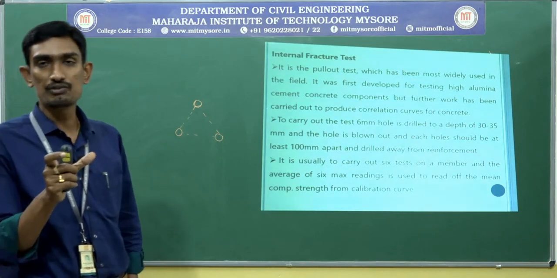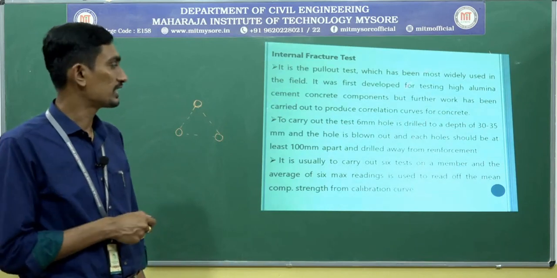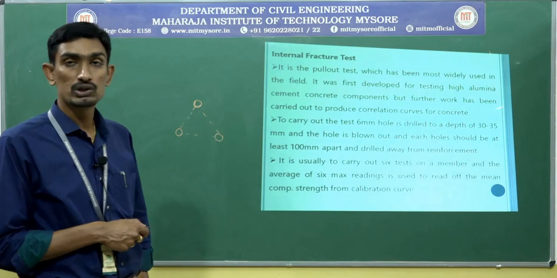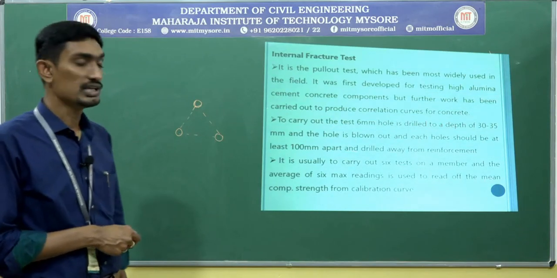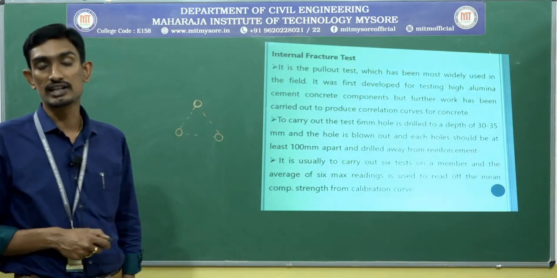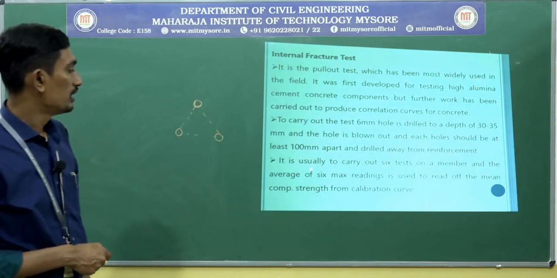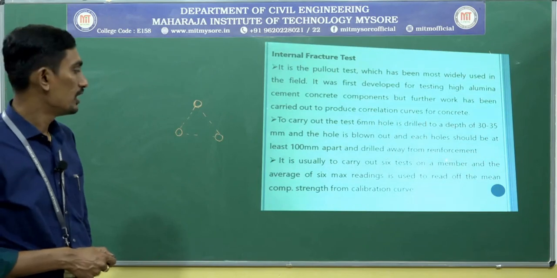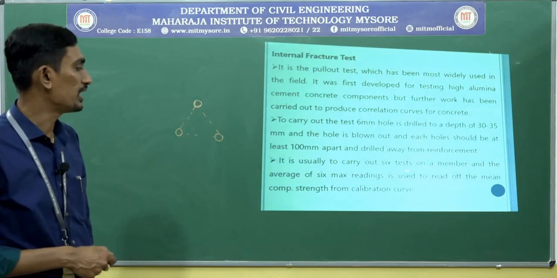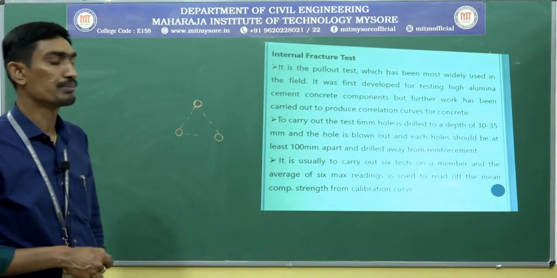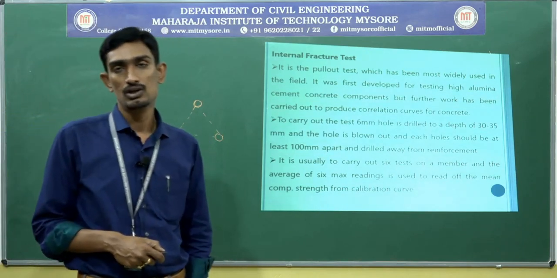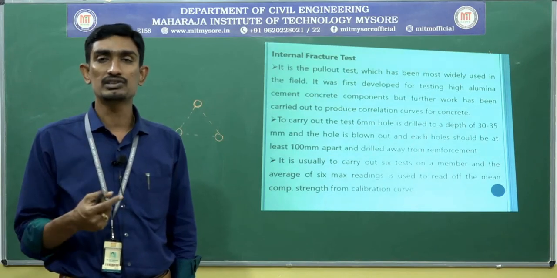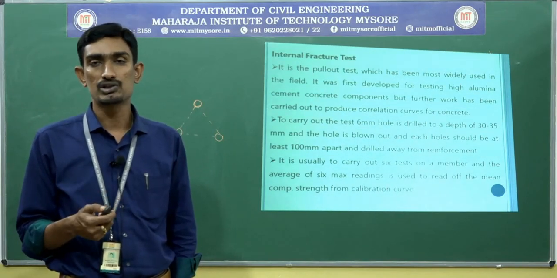So in between the reinforcement, you are going to drill a 6 mm diameter hole with a depth of 30 to 35 mm, and each hole should be 100 mm apart. That means almost 10 centimeters. Next, it is usual to carry out 6 tests on a member. That means 6 holes will be drilled. The average of the 6 maximum readings is used to read off the mean compressive strength from the calibration curve. So you are going to perform the 6 readings. The average of the 6 readings will be your compressive strength value.